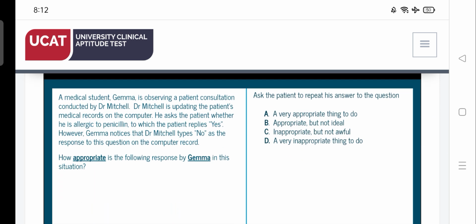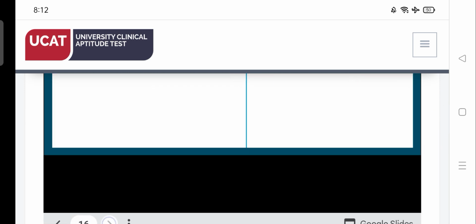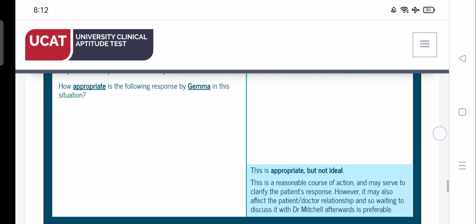So again, here we have a question: how appropriate is the following response by Gamma in this situation? Like this, they will give you the options and you have to choose the right one. So the right option is appropriate but not ideal.